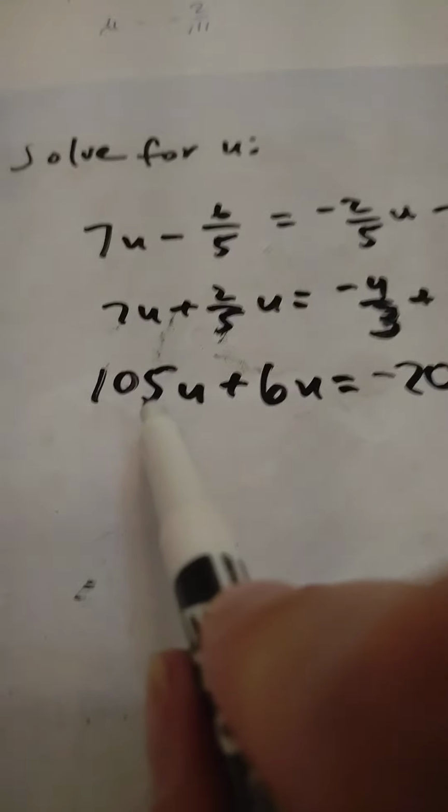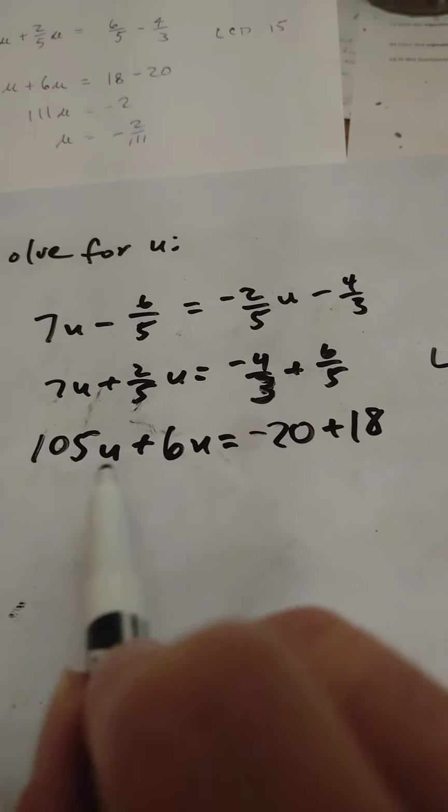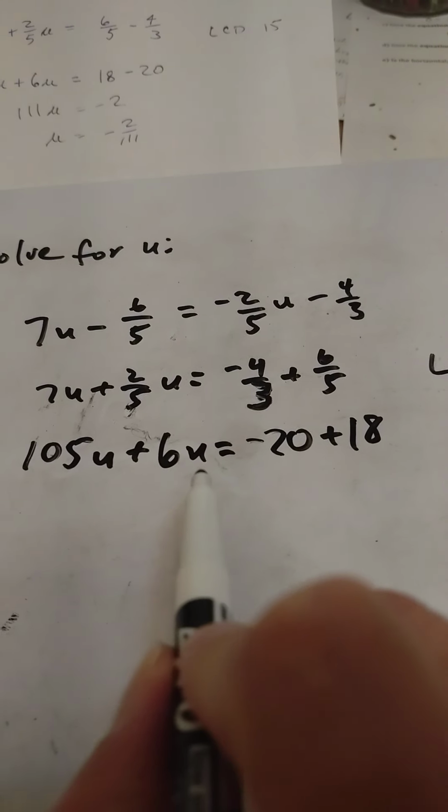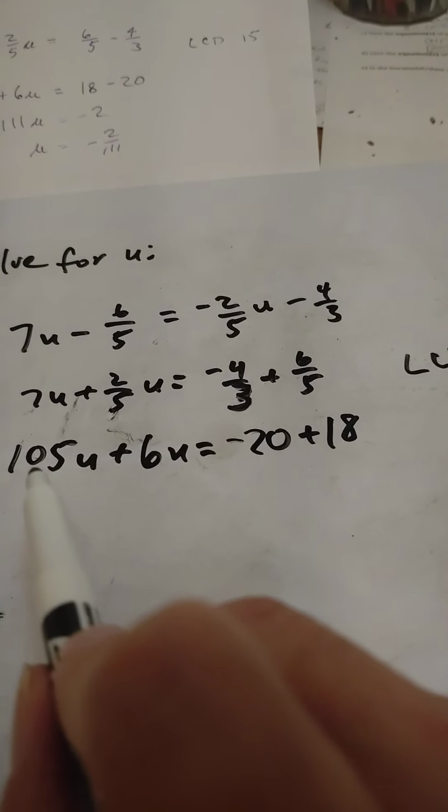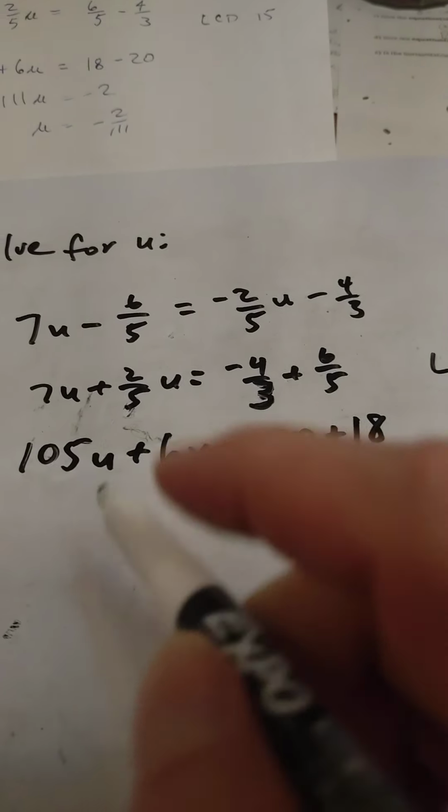Okay, let's do the next step. Let's simplify the left-hand side. What's 105u plus 6u? Those are like terms because it's the same variable and the same exponent on that variable, an implied 1 and an implied 1. So add up the coefficients. 105 plus 6 is 111. u equals negative 2. Those are like terms.